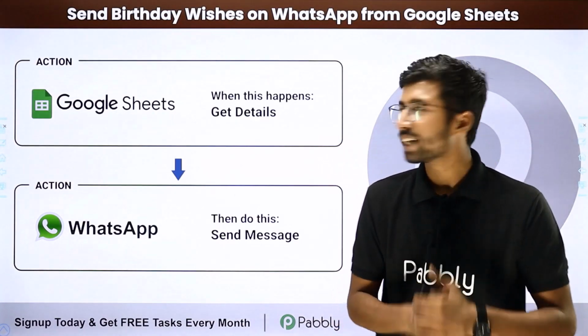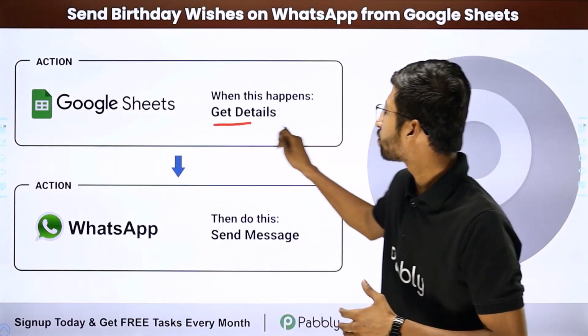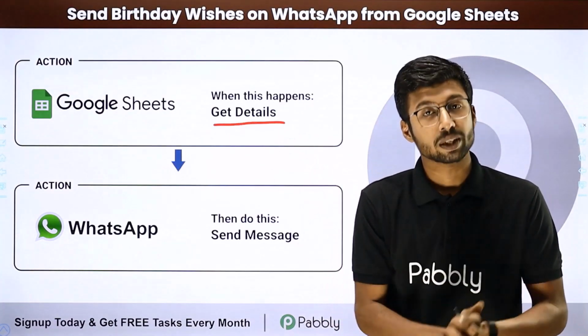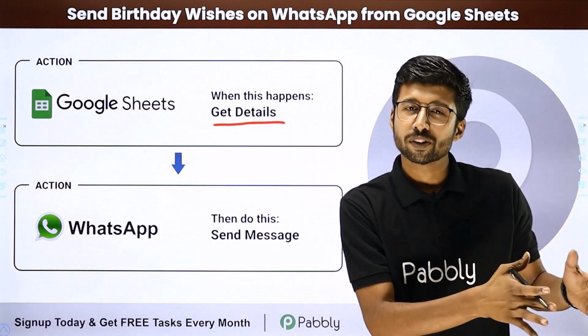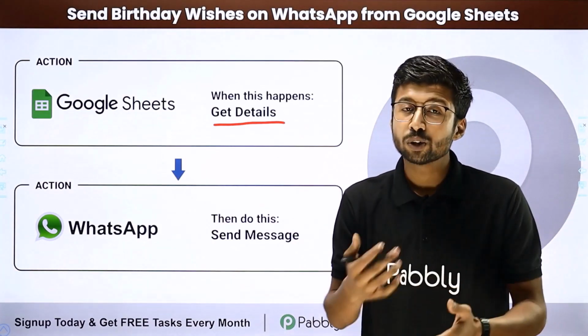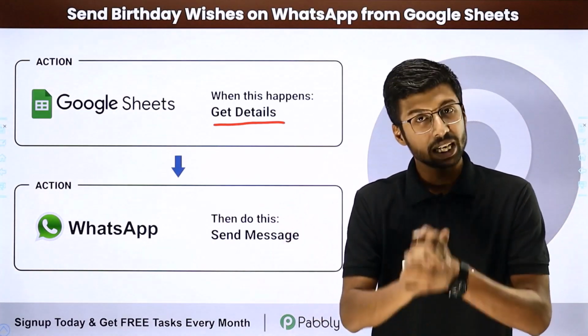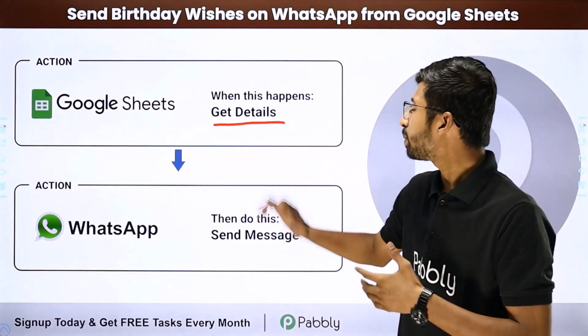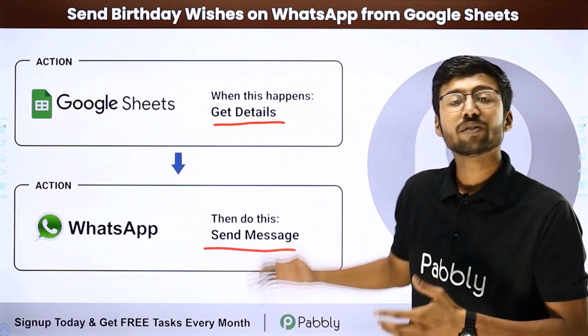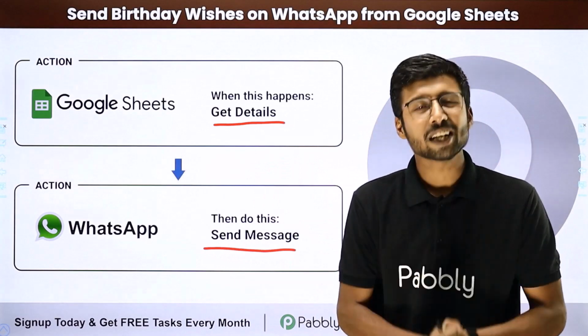So in this automation, guys, first we will be getting the details of the users whose birthday we have today. So every day this automation workflow will trigger and we will get the details of the users whose birthday we have on that day. And then automatically we will be sending them a WhatsApp message as a birthday wish with an image. Isn't it interesting?